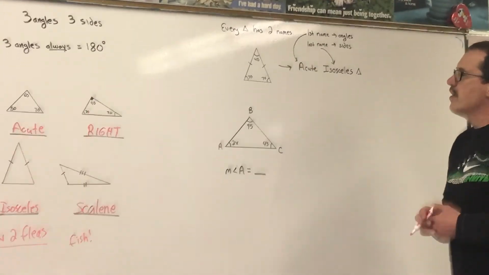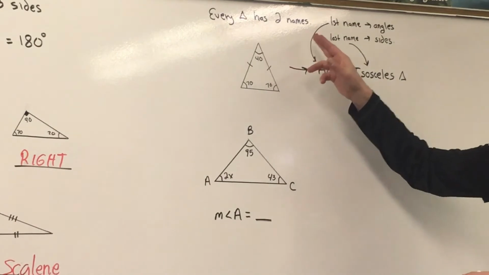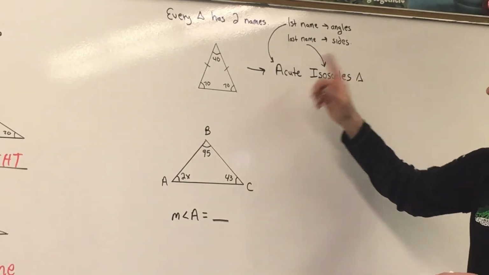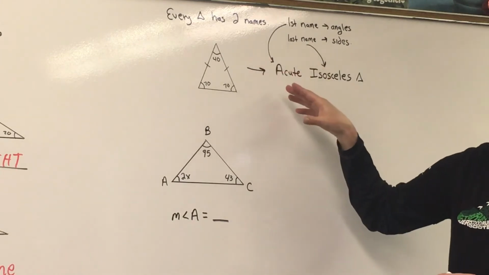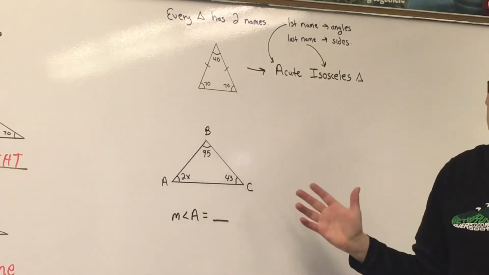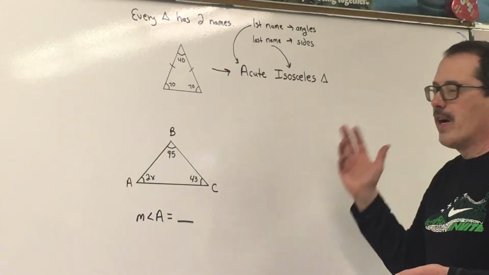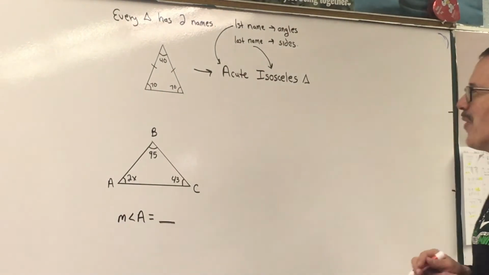Okay, so let's go to here now. Every triangle has 2 names. First name and angles, last name and sides. And you might want to pause the video and get some of this written down. If I'm going too fast, that's great because you can just go back and hit pause, rewind, and, well, rewind's an old term, but you can go back and look.